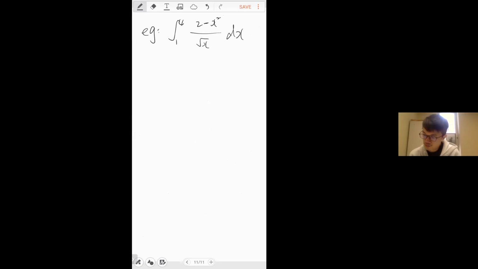So still, we have the example with the integral of 2 minus x squared divided by square root of x from 1 to 4. What do I do? So what do you think I can do? Any ideas?